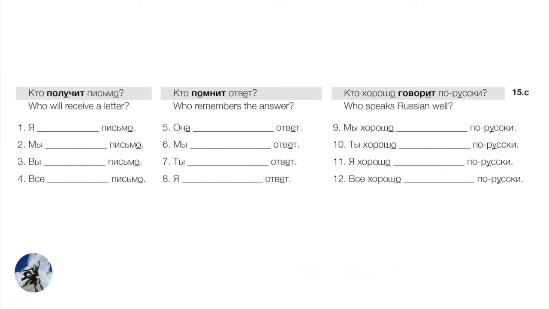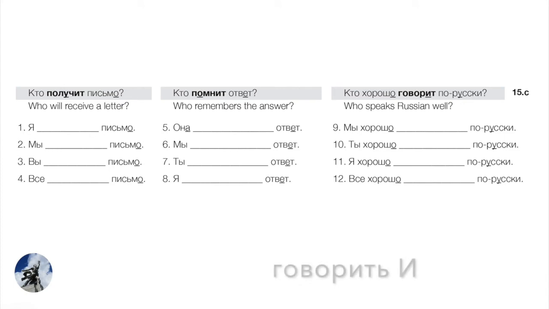Okay, next let's use помнить. Кто помнит ответ? Who remembers the answer? Let's say she remembers the answer. Она помнит ответ. Number six, we remember the answer. Мы помним ответ. Seven, you remember the answer. Ты помнишь ответ. Number eight, я помню ответ. I remember the answer. By the way, помнить, we can see just by looking at the infinitive that it's stem stress.